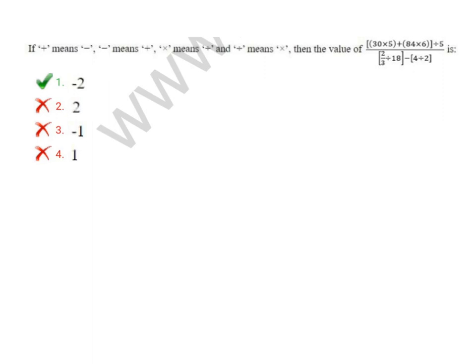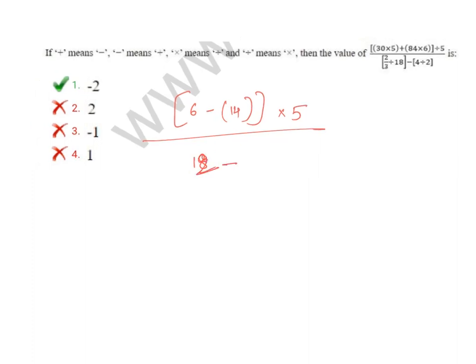Look at the expression. 30 into means division, so 30 divided by 5 is 6. Plus means minus, 8 divided by 6, that means 14. And again divided by means into. Then 2 by 3 into 18 is 12. Minus means plus, again divided by means into, that is 8. So in the numerator you have minus 8 into 5, minus 40. In the denominator you have 20. So the answer is minus 2.